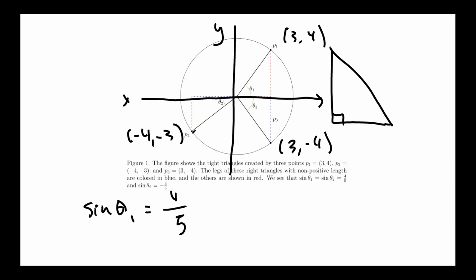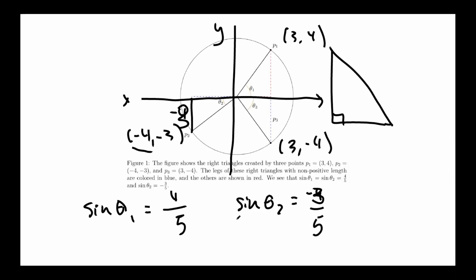However, when y is in the negative direction, we have -4. So let's just say that this side length is -4 since it's in the negative direction. So in that case, sine of theta 2 will equal -4 over 5. Or -3 over 5, sorry.